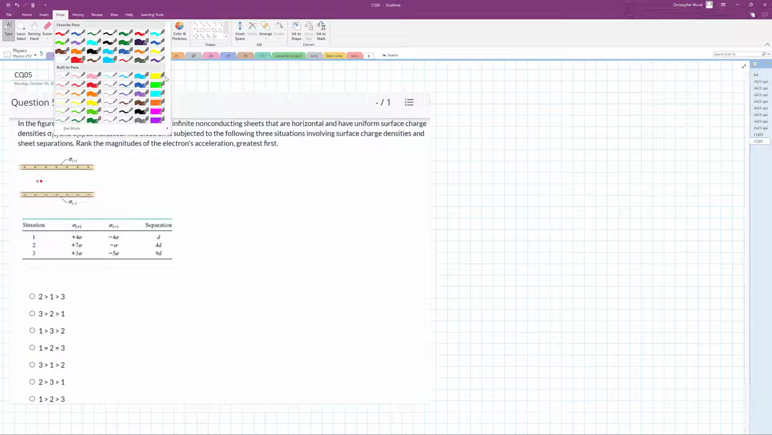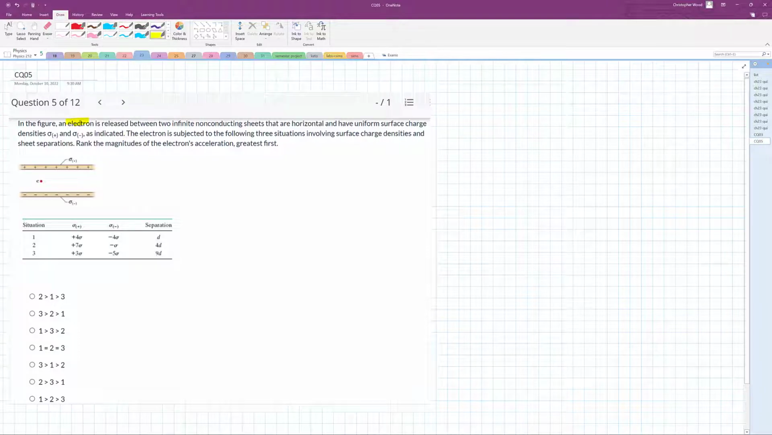Okay, in the figure, an electron, that's a keyword, is released between two infinite non-conducting sheets that are horizontal and have a uniform surface charge density, as indicated. And the question is, rank the magnitudes of the electron's acceleration, greatest first. So my natural starting point is, if I need to worry about acceleration, I'm going to remember Newton's second law, which says F equals ma, which means a equals F over m.